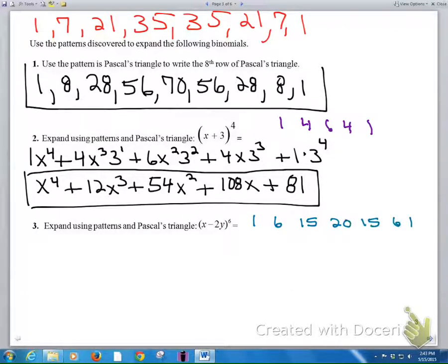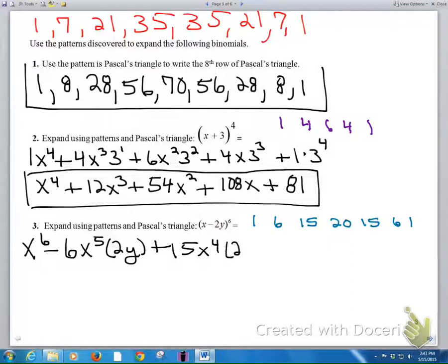And then 3 to the 4th is 81. Okay? All right. The next row, 6th row. Here it's minus. So we are going to alternate plus and minus signs. That's what happens when it's minus. So you've got 1x to the 6th. Then you've got minus 6x to the 5th, 2y to the 1st. You've got to make sure it's 2y, not just 2 and not just y. Then you've got 15x to the 4th, and it's 2y raised to the 2nd. And then you alternate the plus and minus signs. So that's why it's minus, plus, minus.